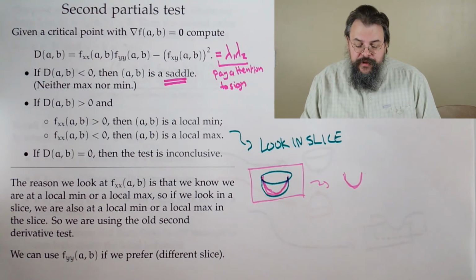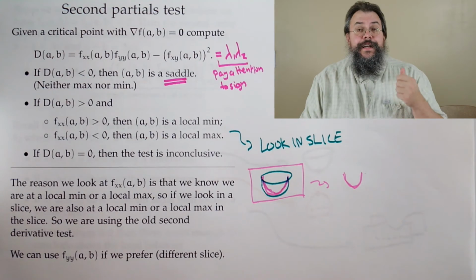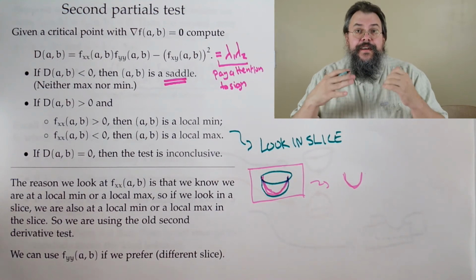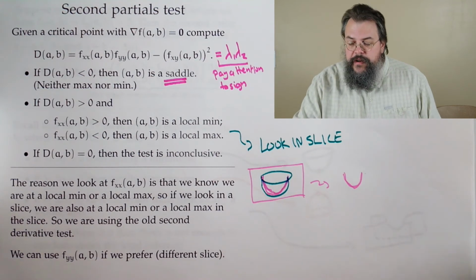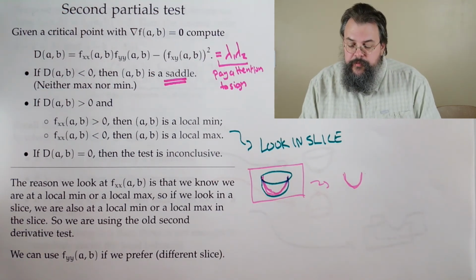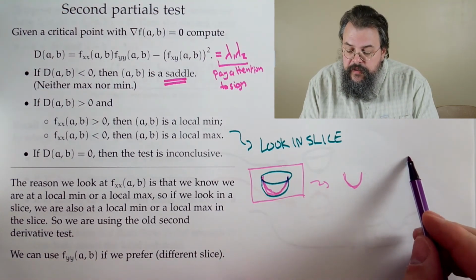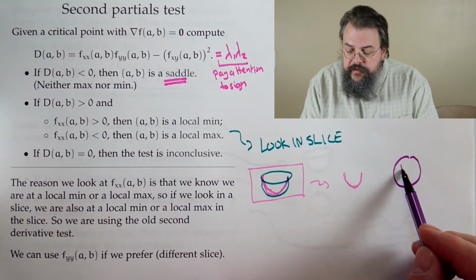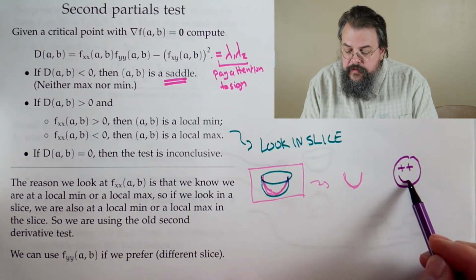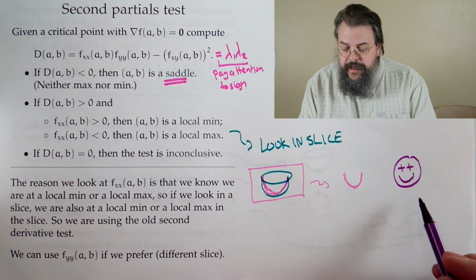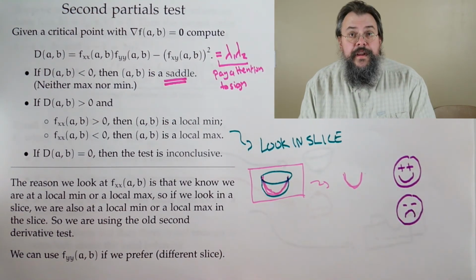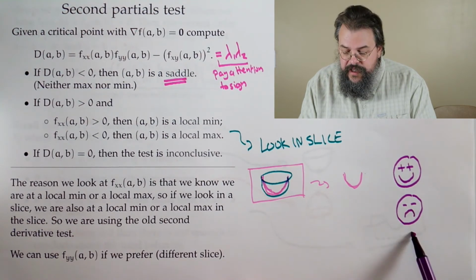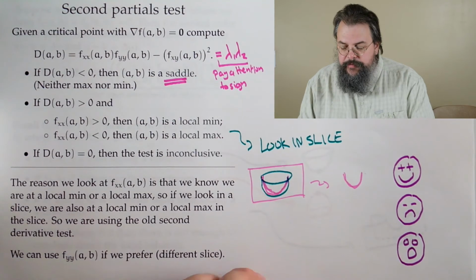And we can go back and use our old tools. In particular, we still have the second derivative test from single variable calculus. As a reminder, what does that say? Well, if your second derivative is positive, then your curve does something like that. And if your second derivative is negative, your curve is something like this. And of course, if your second derivative is 0, we have no idea what's going on.